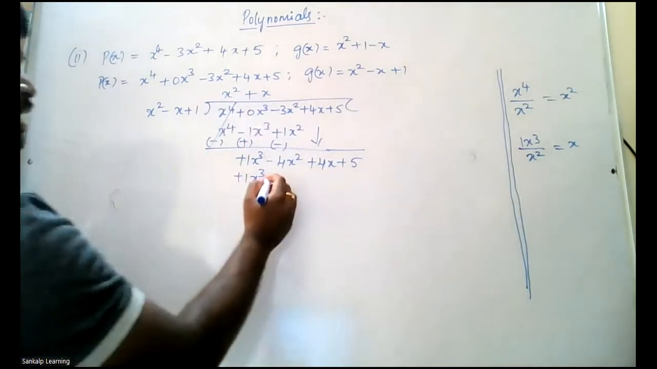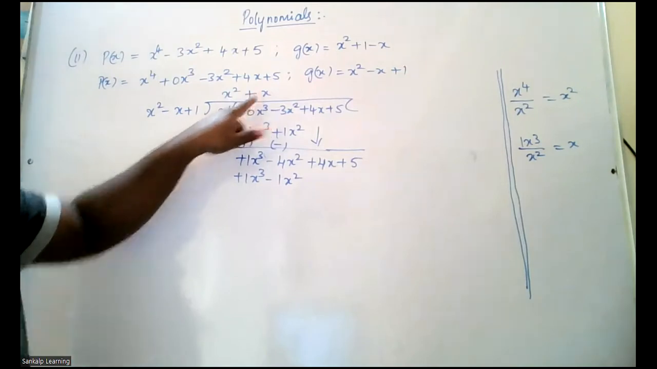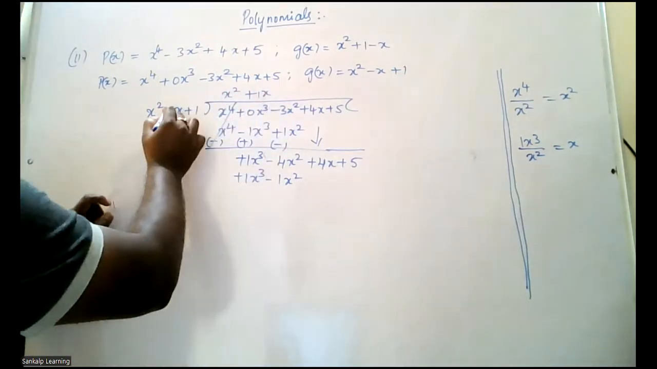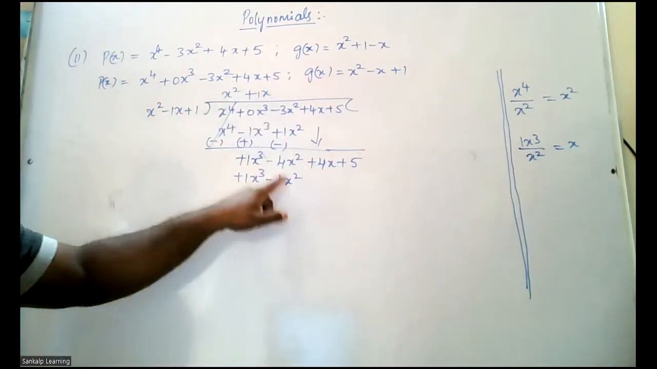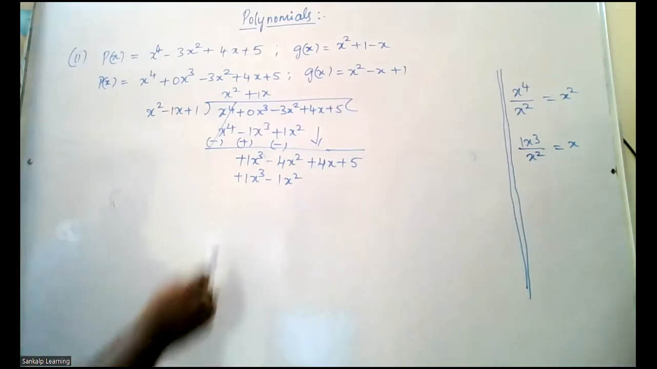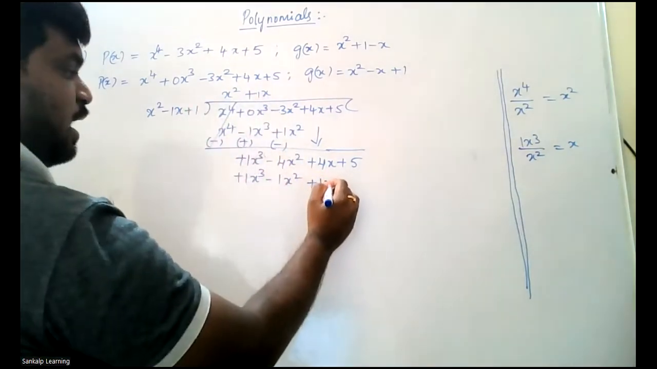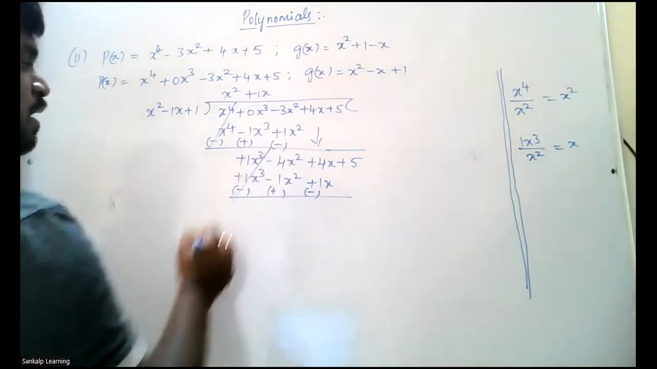Positive x into negative x becomes minus 1x square. Here there is no number, right? So we can consider it as 1. So 1 into, here also there is no number, 1 into 1, 1. X into x, x square, plus into minus, minus. Plus into plus, plus. 1 into 1, 1. X as it is. Change the sign. Gets cancelled.